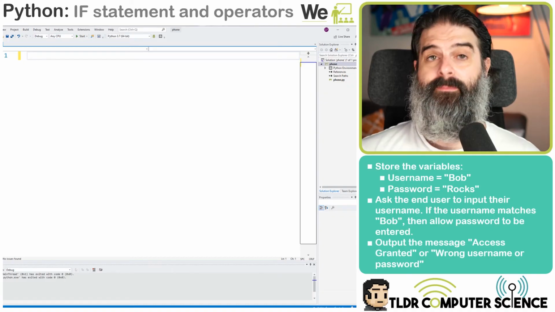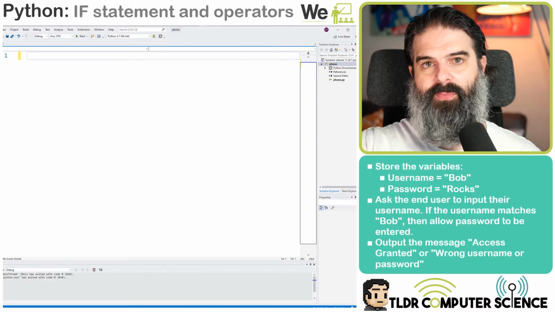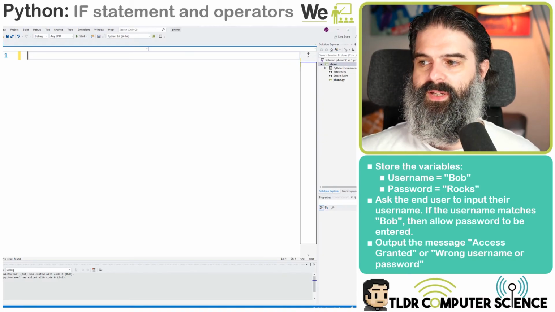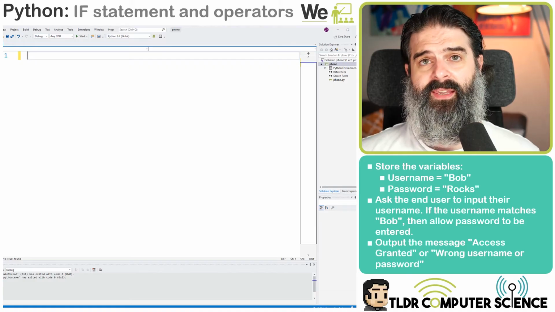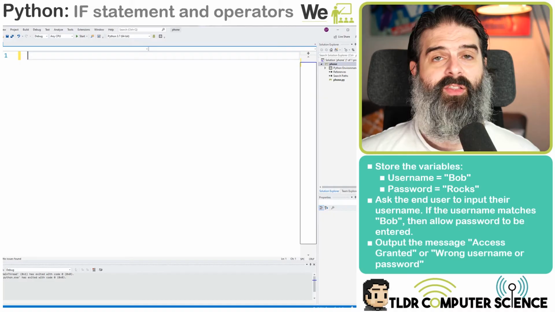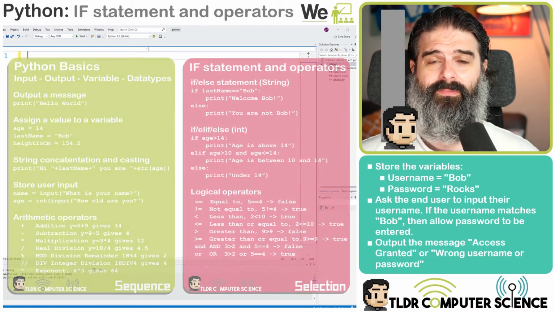And then if it matches, then allow the password to be entered. So we need something to stop it. We don't want to ask the username and password at the beginning. You want to stop it before it gets there. If they get it right, the username and the password, then access is granted. Otherwise, you'd say wrong username or password. Right, give it a shot.